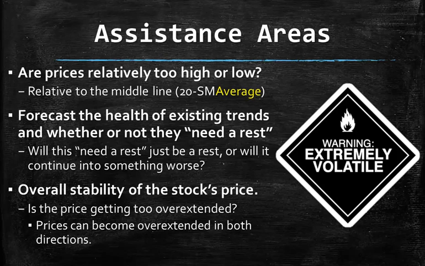So these three areas: how are prices acting relative to an average? What's the health of the trend? Helps us forecast in that way. And then just, what's the stability of the stock's price? Not even having anything to do with the trend, but just, is this thing getting volatile, or is it kind of like somebody has lit a match and an explosion has gone off and now things are way too crazy and things need to calm down a little bit? So these are the three different attack points that the Bollinger Band can help us with on a chart.